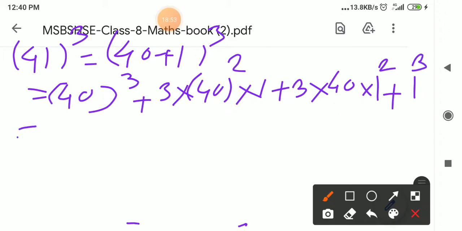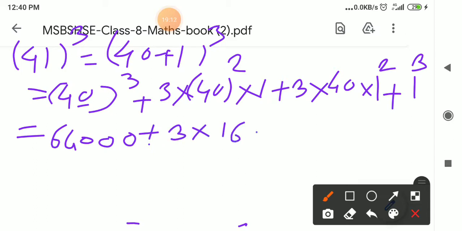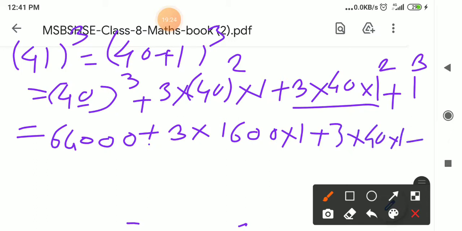Now let us solve the example. 4's cube is 4 4s are 16, 16 4s are 64. Okay, and cube is here, that's why here 0 we have to write 3 times. If you do the multiplication of 40 three times, you will get 64,000. Okay, plus 3 into 40 square, 4 square is 16 and 00 and into 1. Now we have to do the multiplication of this, plus 3 into 40 into 1 and plus 1's cube is 1.